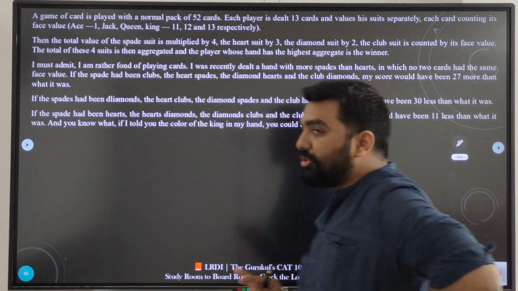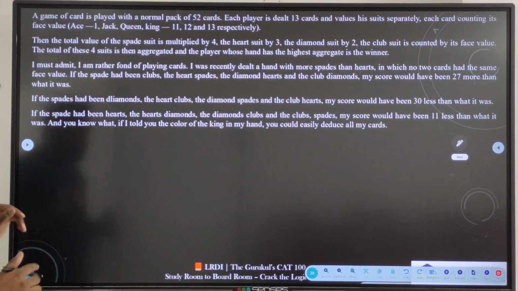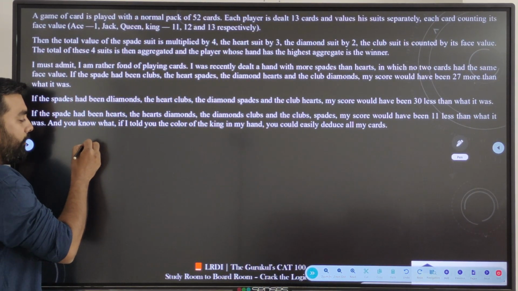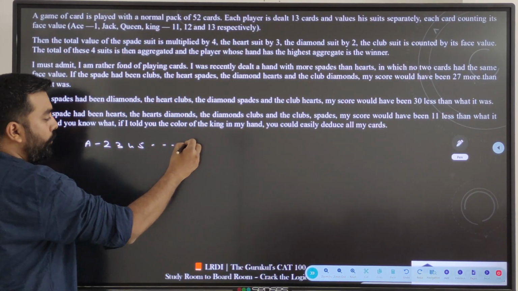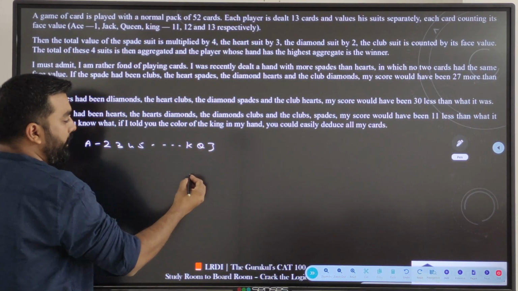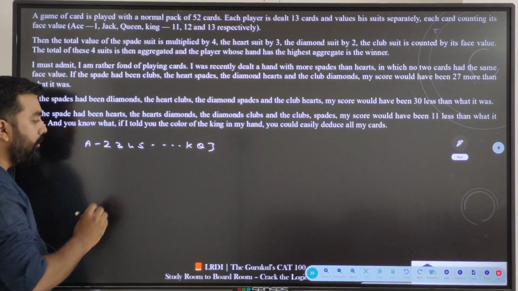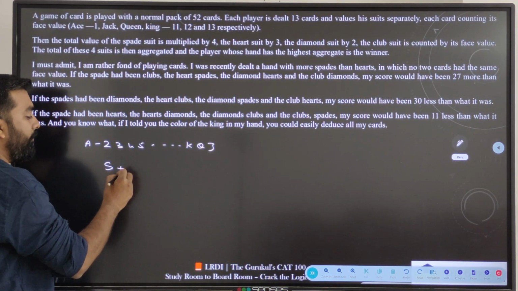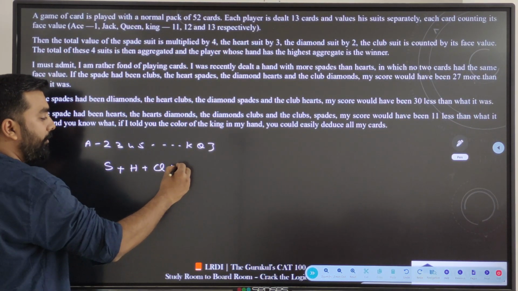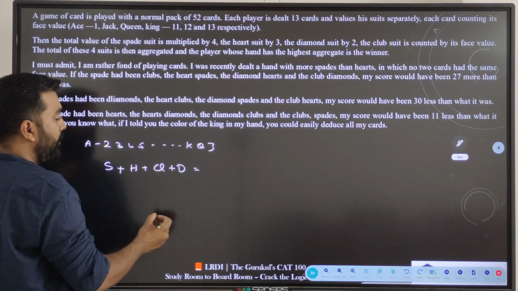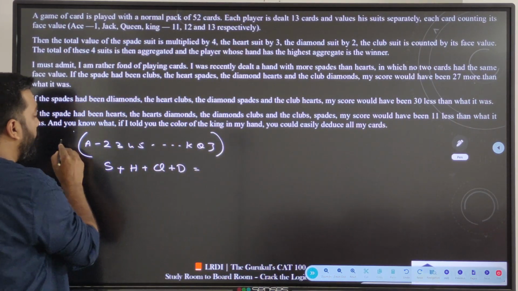Without any multiplication or without getting into conditions, can I say every person is having A, 2, 3, 4, 5, and so on, K, Q, J. These are the cards with every person. So the spades which I am having, plus the hearts, plus the clubs, plus the diamonds which I am having should be equal to the sum of all the numbers.